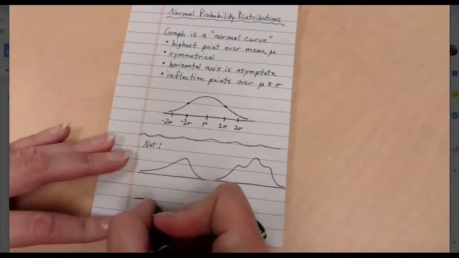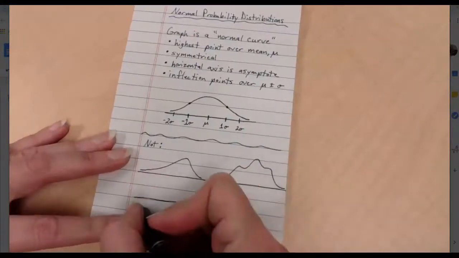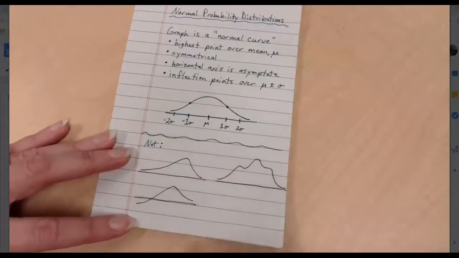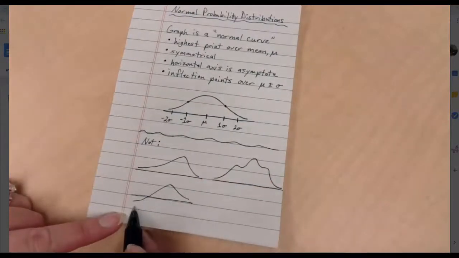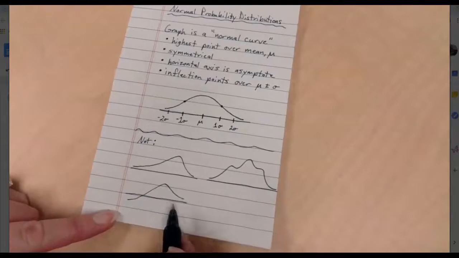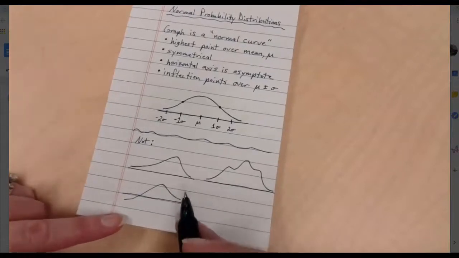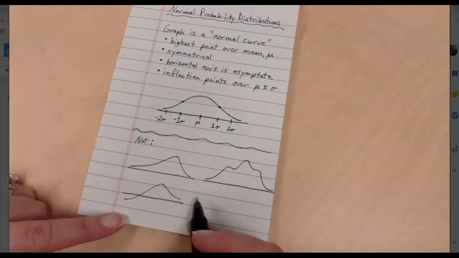What if this is my axis, and my graph does this? It crossed the asymptote. That's bad. That's not going to work. So these are all pictures of things that absolutely would not be normal curves.